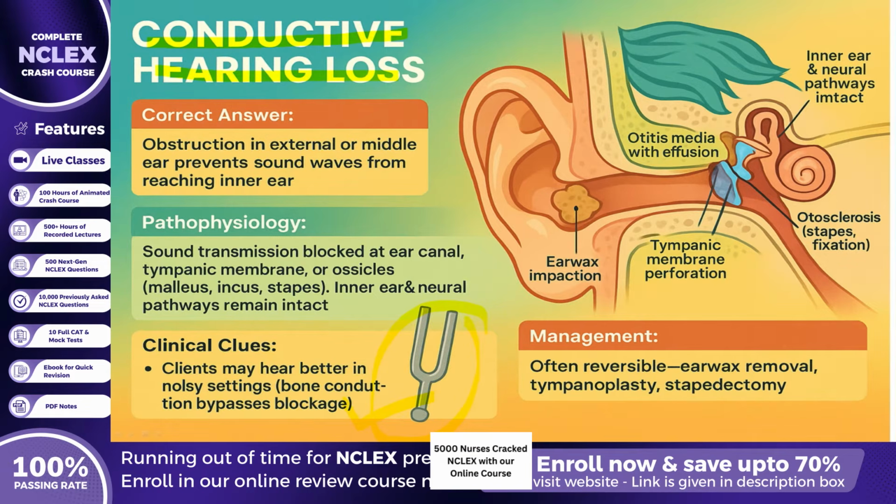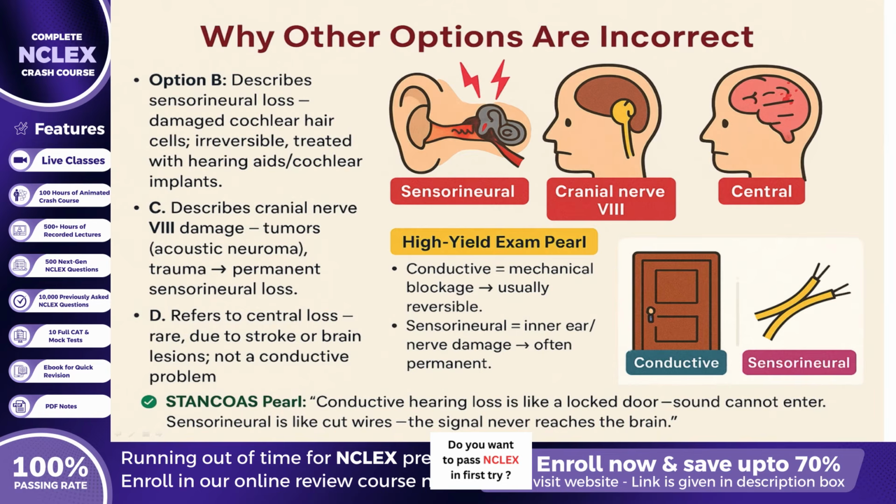The good news for NCLEX is that most cases are treatable, sometimes with simple procedures like wax removal, or more advanced surgeries such as tympanoplasty or stapedectomy. On the other hand, Option B is incorrect because it describes sensorineural hearing loss, where the problem lies in the cochlea's hair cells failing to generate electrical impulses.